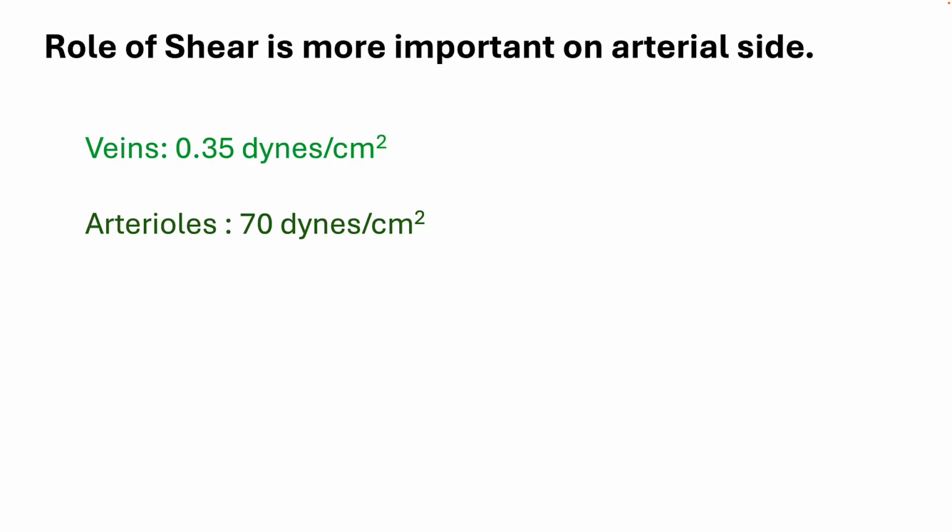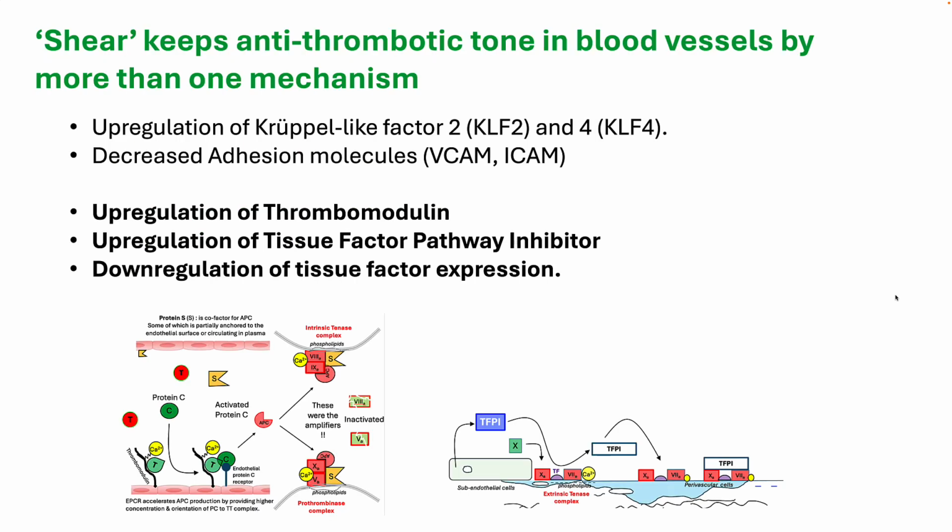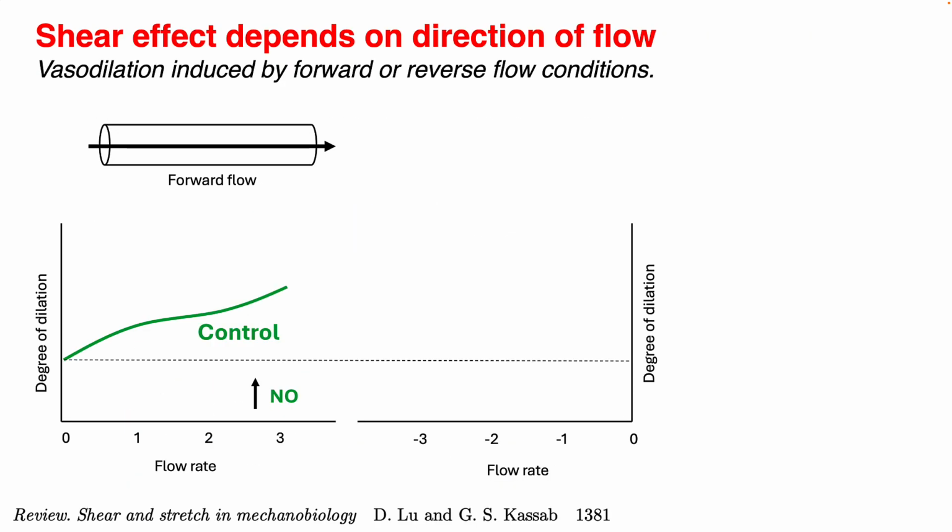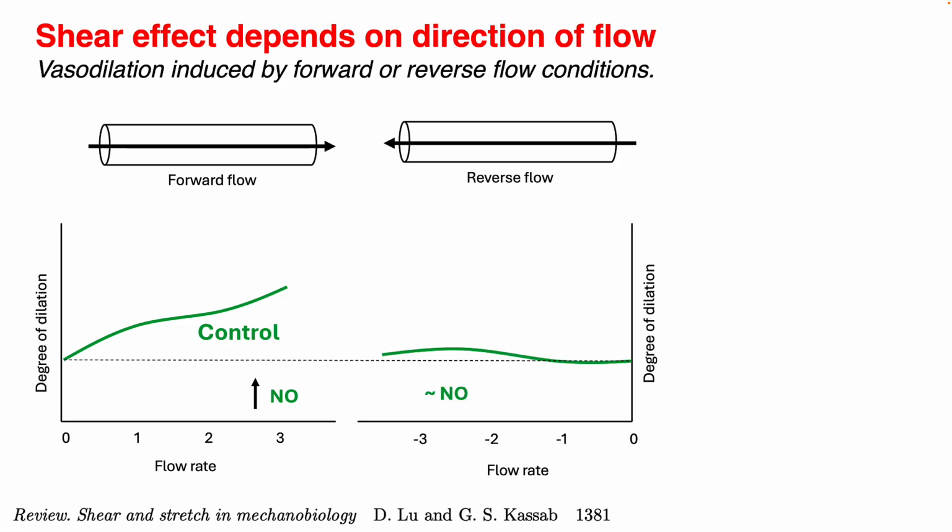The role of shear is more important on the arterial side than the venous side. So whatever we'll be discussing in the further slides would apply to the arteries and the arterioles. The shear effect depends upon the direction of flow. As the flow rate increases, the degree of dilation increases because nitric oxide levels in the blood increase with increased shear. However, if you reverse the flow in the same artery, even despite the increase in flow rate, there is no increased production of nitric oxide, so there is no dilatation.